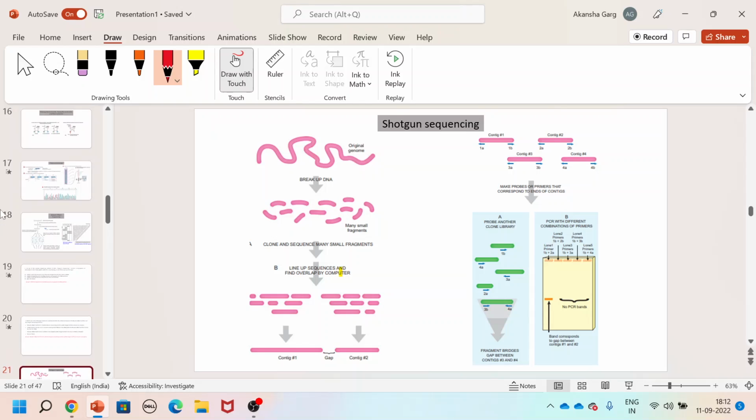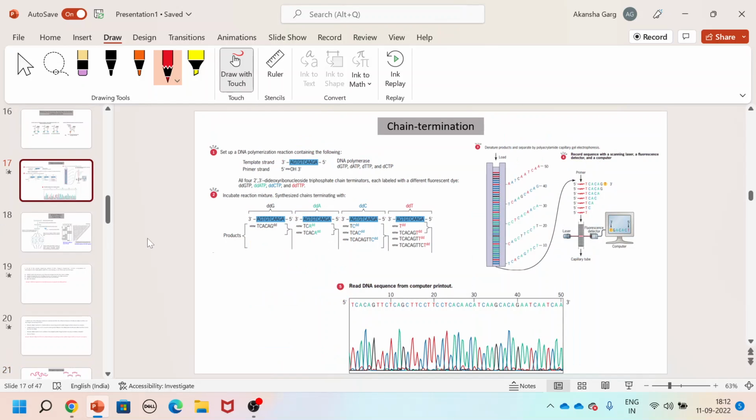While in case of Sanger sequencing, we use different ddNTPs which are fluorescently labeled, and based on these different ddNTPs which get incorporated during DNA strand synthesis, that leads to the termination of the chain, leading to the fluorescence, which is recorded, and thereby we sequence using that fluorescence signal. Is it clear?